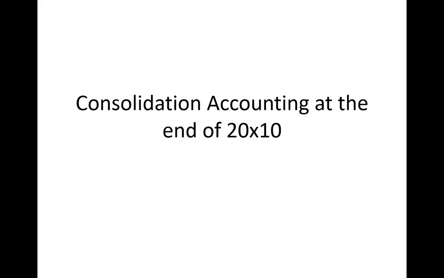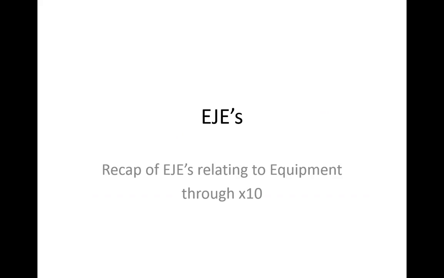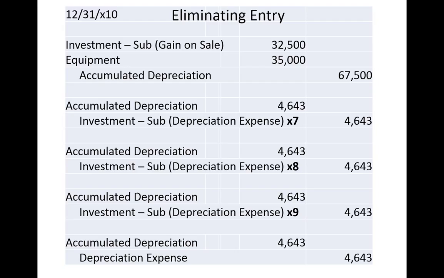That leads us to the consolidation accounting at the end of year 10. We're going to just look at the recap of the entries through X10 and notice a couple of things that are happening here. One is we're going to have to make several entries over and over again, and I've listed them out individually so you can see. The first is we reestablish the equipment to 225 in the accumulated depreciation, and the other entries relate to the depreciation expense that we took in the various years.